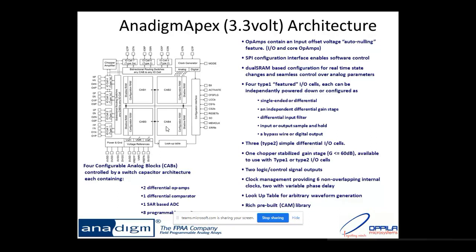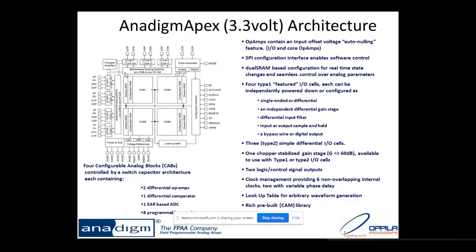Inside the FPGA, you will have logic gates. In the same way, inside the FPGA we have configurable analog blocks. Four analog blocks are available: CAB1, CAB2, CAB3, and CAB4. On top of these analog blocks, we are placing a CAM. A configurable analog block is nothing but the available resources inside the FPGA.